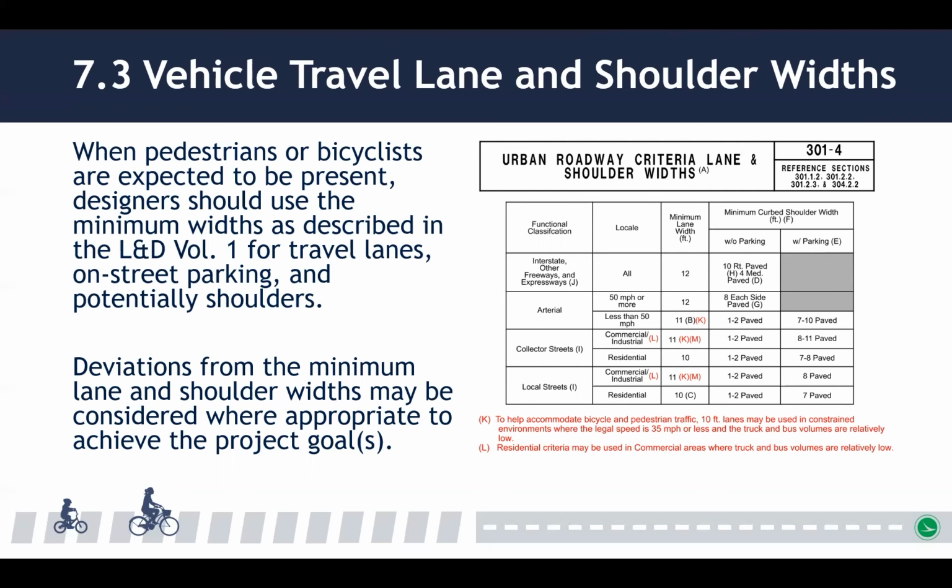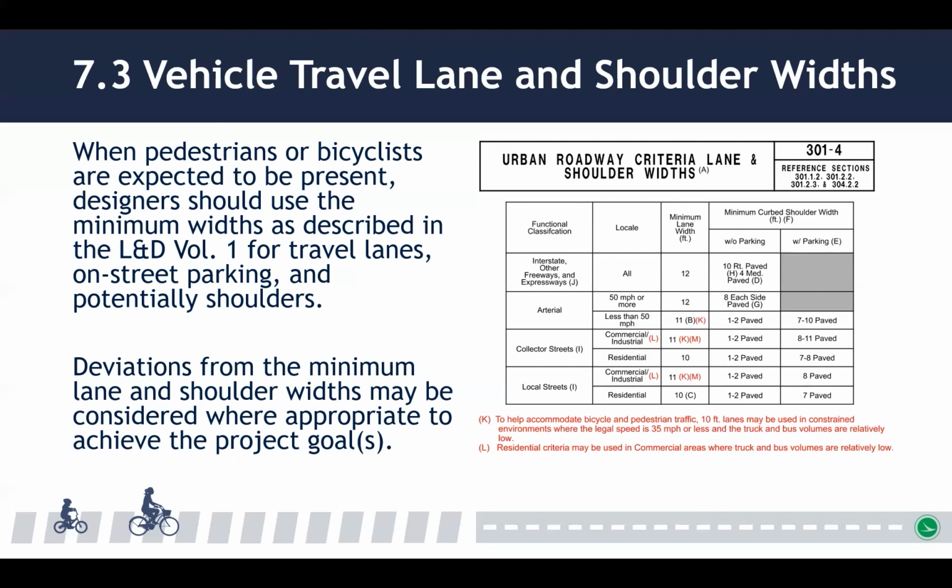FHWA no longer considers lane and shoulder widths as controlling criteria for roadways on the national highway system with less than 50 mile/hour design speeds. This allows for increased flexibility to implement narrower lanes on these roadways.